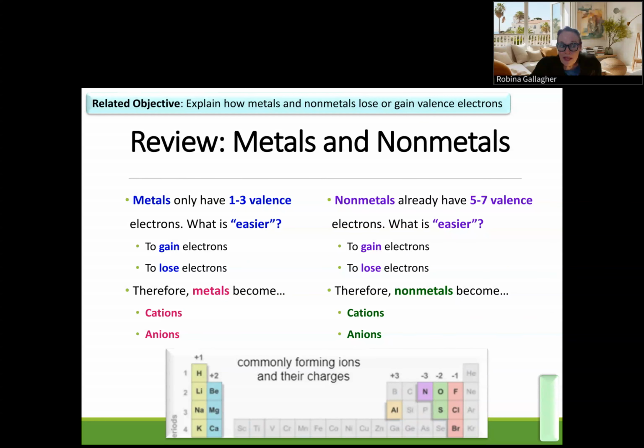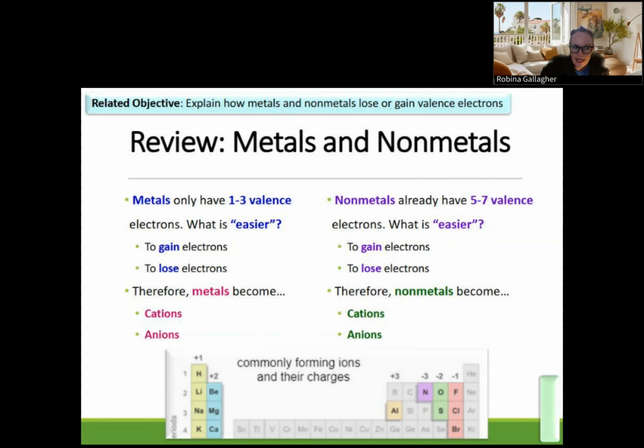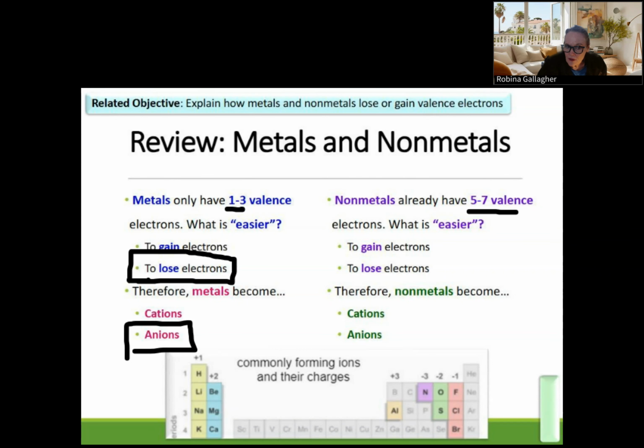So metals, remember metals are on the left side of the periodic table, right? And metals only have a few valence electrons. And so for them, metals lose electrons and become anions, okay? Nonmetals, though, they have a lot more valence electrons. They're in the upper right-hand corner of our periodic table. So for them, it's much easier to gain electrons.